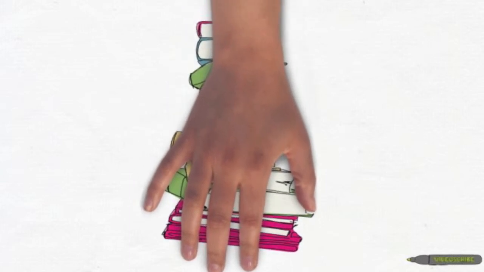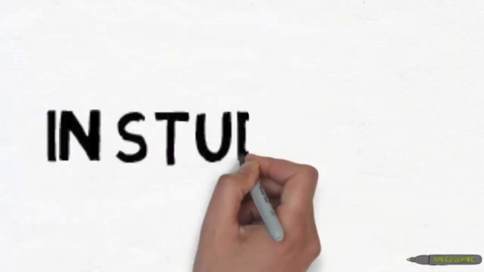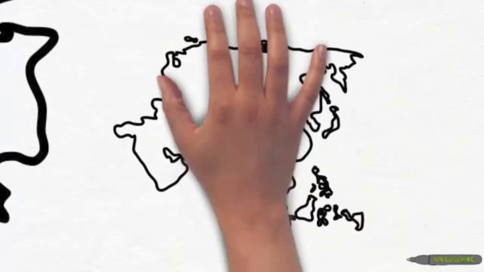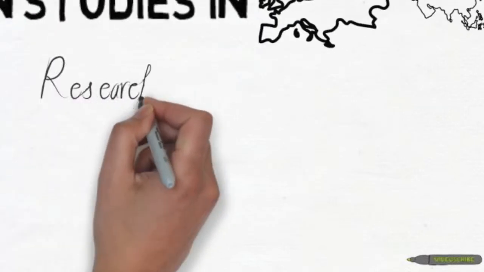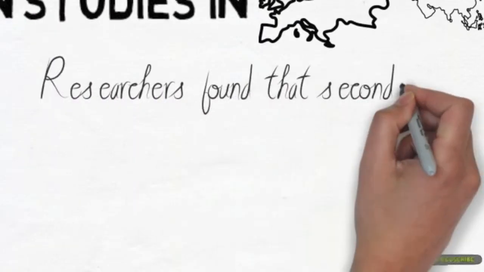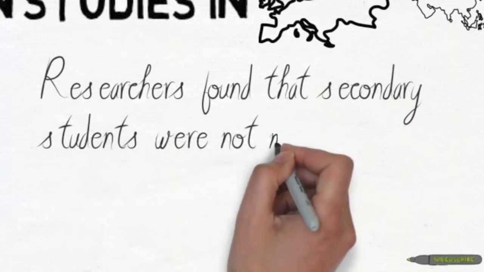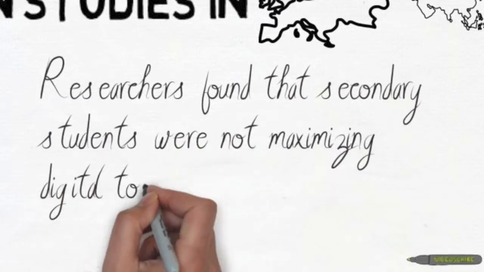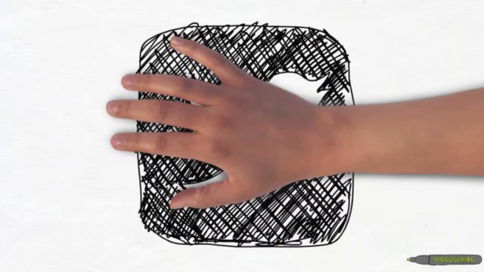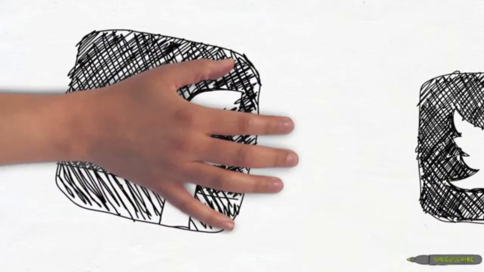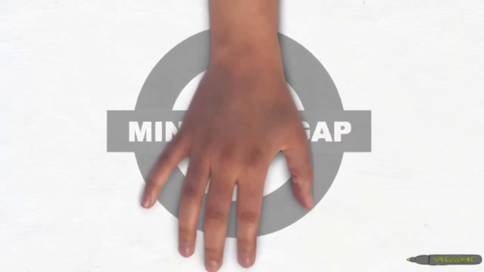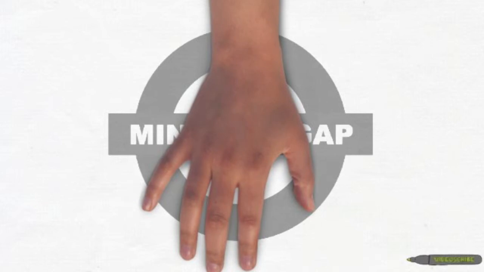Looking at the literature, I found a few interesting things. In studies conducted in both Europe and in Asia, researchers found that secondary students were not maximizing digital tools. Students did use digital technologies, but were using them mostly for surfing the web, emailing, and using social media such as Twitter and Facebook. One caveat should be noted here. Across the world and within countries, there is a gap between the haves and the have-nots in terms of access to technology. There exists a digital gap that we need to be aware of.